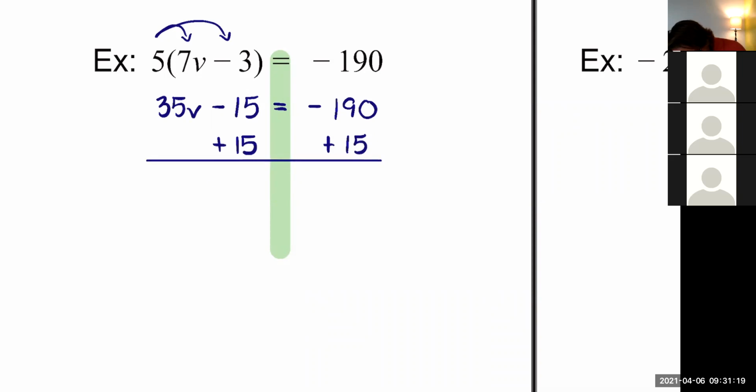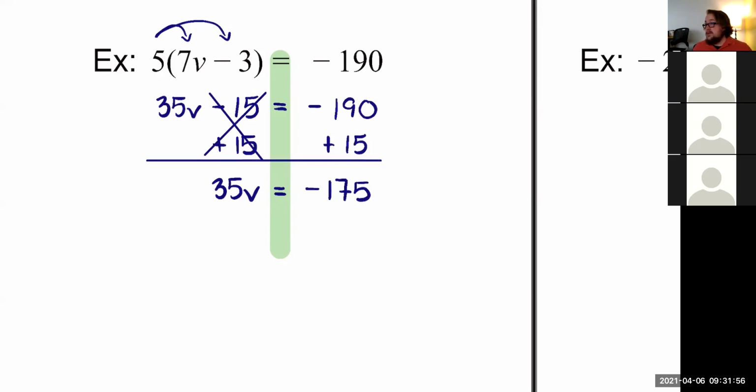So the 35v is going to drop down, and I like to slide mine over closer to the equal sign just so there's not a bunch of extra space. And I can do that because I know the negative 15 plus 15 becomes 0, which disappears. Drop my equal sign. Negative 190 plus 15, I believe is negative 175. And hopefully someone out there isn't just taking my word for it. Hopefully people are keeping me in check as well, because I goof also.